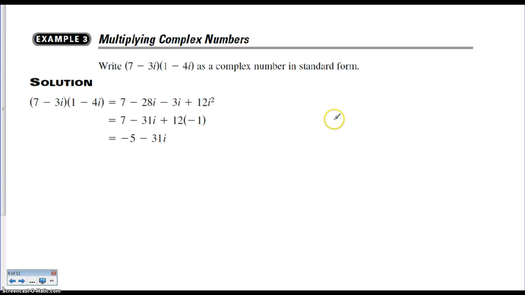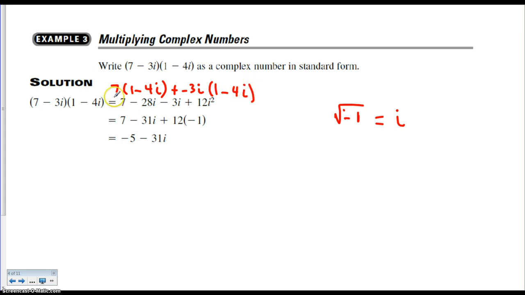Now let's look at this next idea. What I know is that the square root of negative 1 is the same thing as saying i. Okay? So what I'm doing here is taking these numbers and multiplying them. I'm really taking 7 and distributing it through 1 minus 4i, and then I'm taking negative 3i and multiplying it by 1 minus 4i.